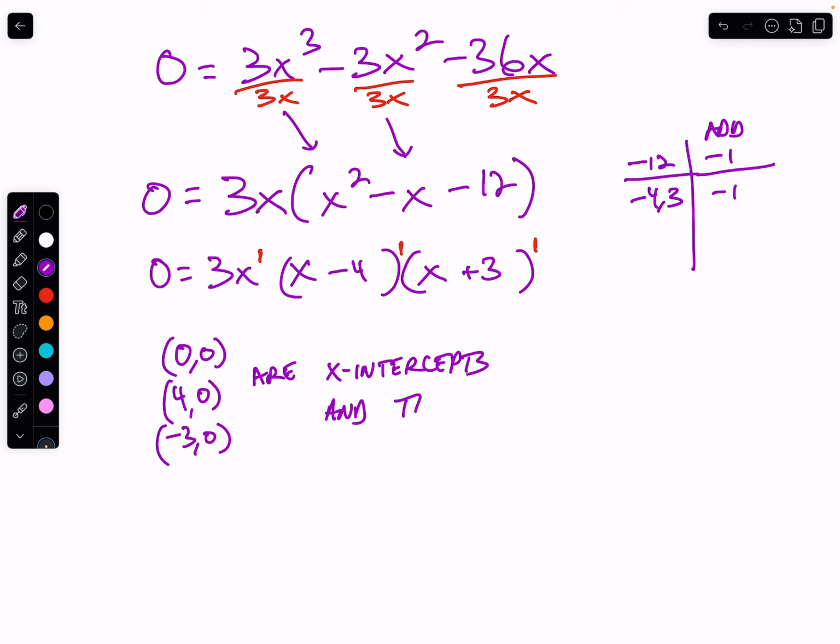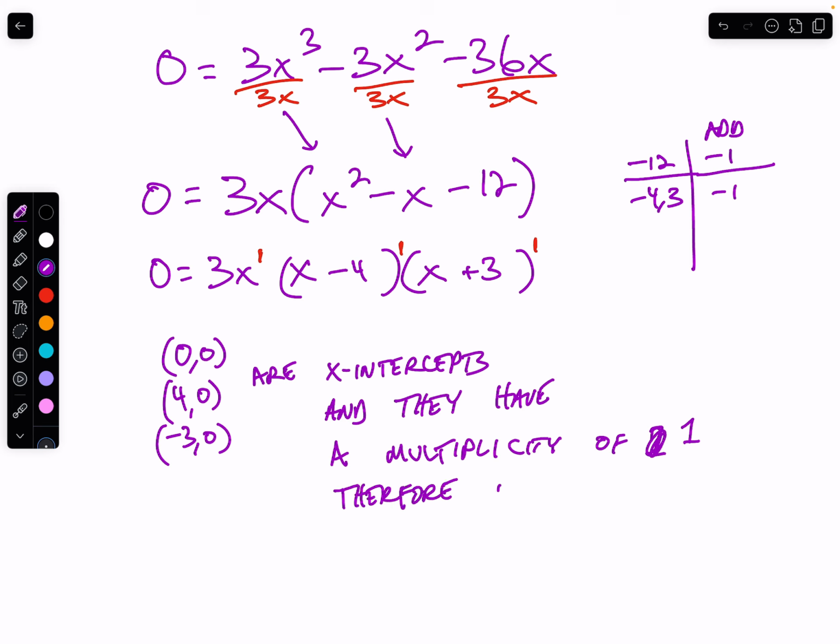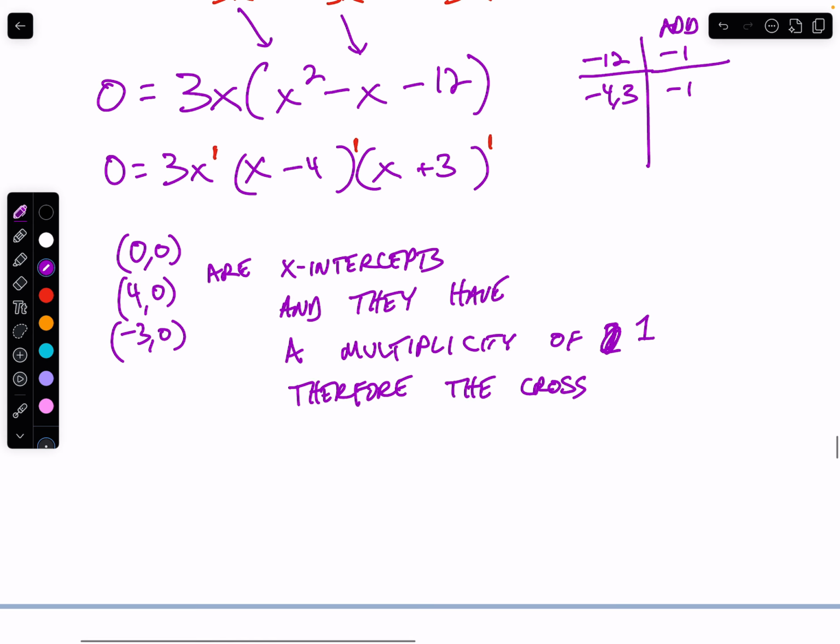And they have a multiplicity of 1. That's a 1. Therefore, they cross because there is a sign change in the y whenever the multiplicity is odd. Therefore, they cross the x-axis.